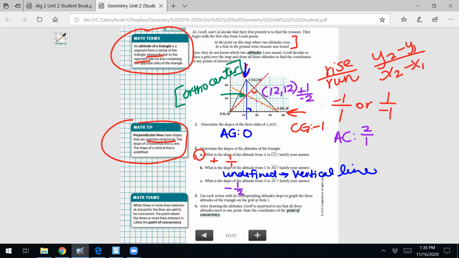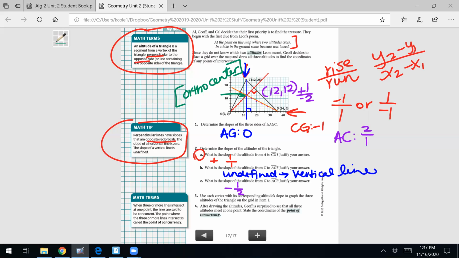Now, orthocenters don't necessarily have to be inside the triangle. They can be, like this one, but it doesn't have to be. We'll learn that as these lessons go on, but if you're doing your work and you see that it's outside of the triangle, that doesn't mean that you messed up. Okay, it is possible for it to be outside of the triangle. Keep doing what you know to do. Use the opposite slope with the vertex.